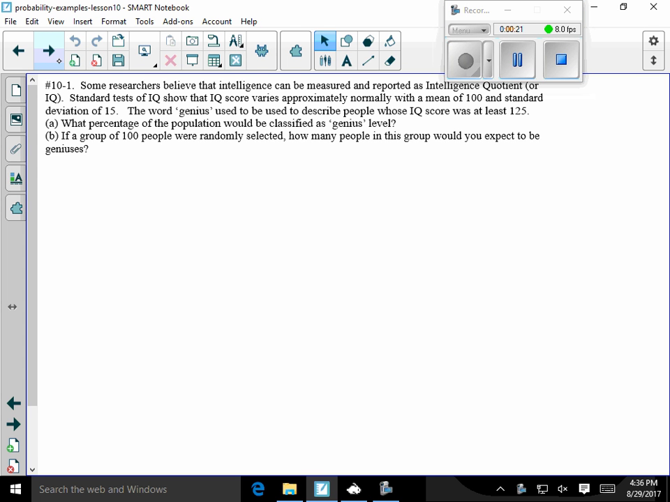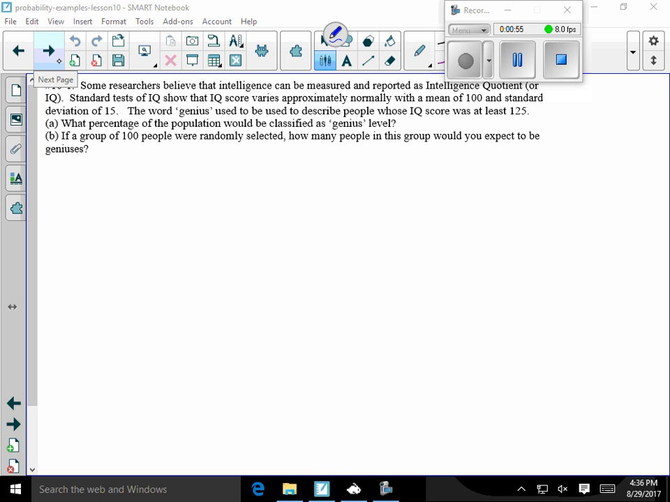Okay, the first problem says, some researchers believe that intelligence can be measured and reported as IQ, or intelligence quotient. Standard tests of IQs show that IQ score varies approximately normally with a mean of 100 and a standard deviation of 15. The word genius is used to describe people whose IQs are at least 125. So the questions are, A, what percentage of the population would be classified as genius level? And B, if a group of 100 people were randomly selected, then how many people in that group would you expect to be geniuses? So pause the video and give this one a try.